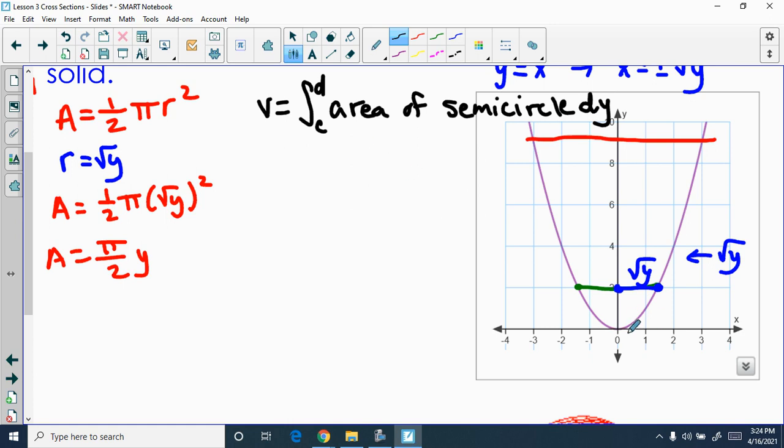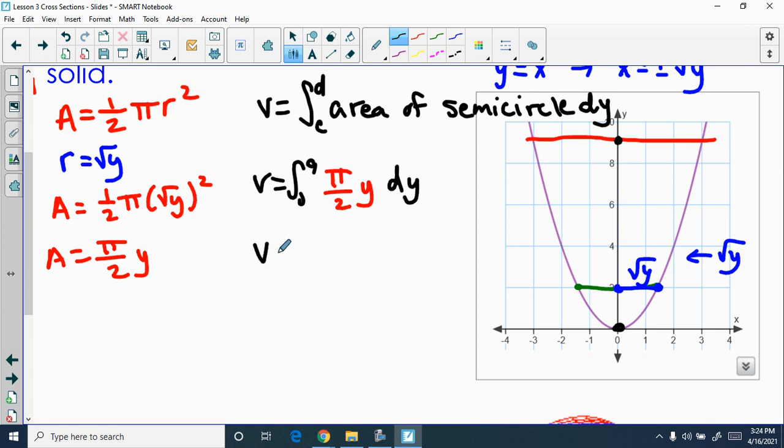So my smallest y values down here are 0, and we're only going up to this line y equals 9. So our limits will be from 0 to 9. And then we'll plug in our equation, pi over 2 y dy.